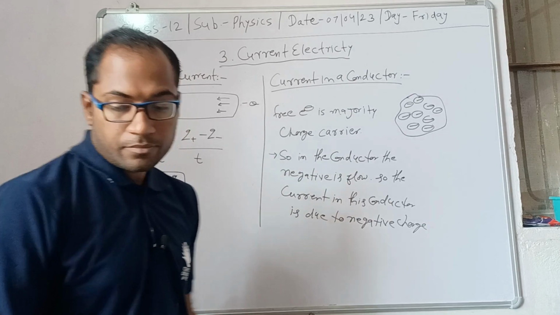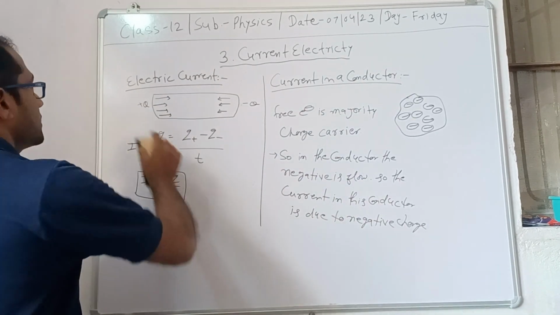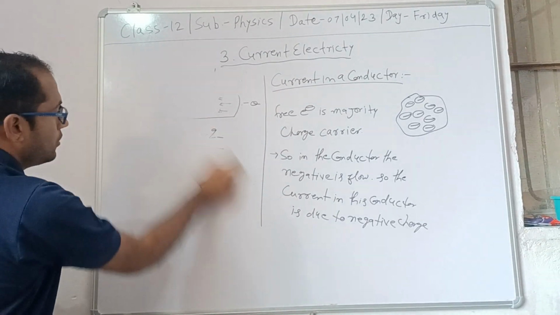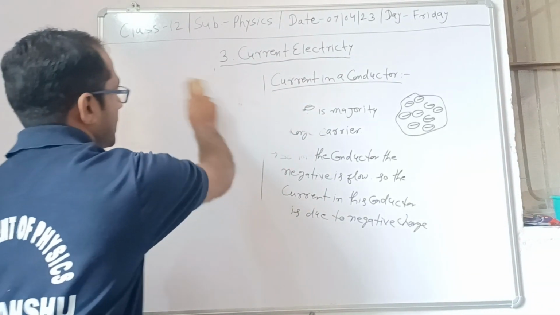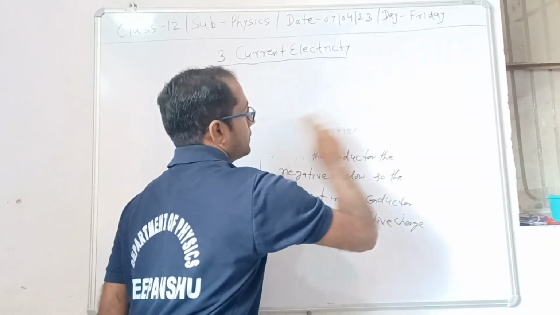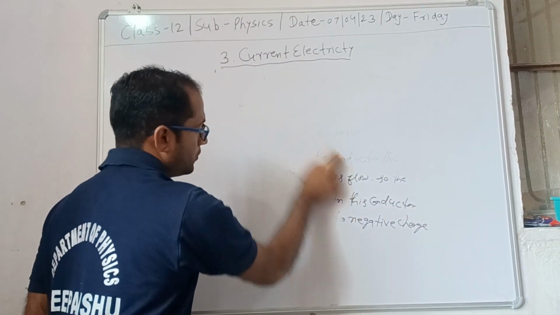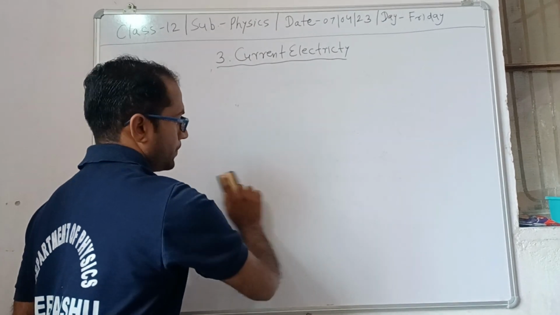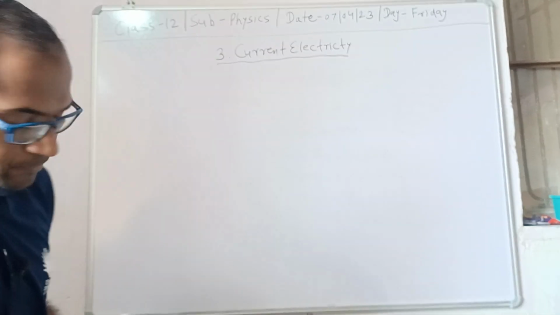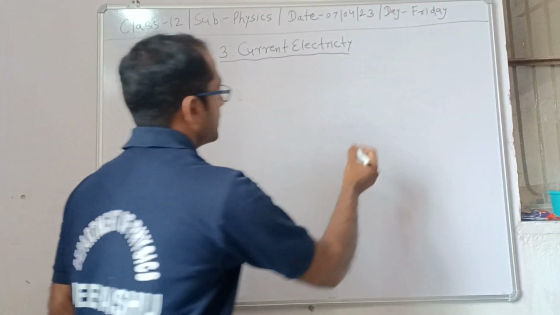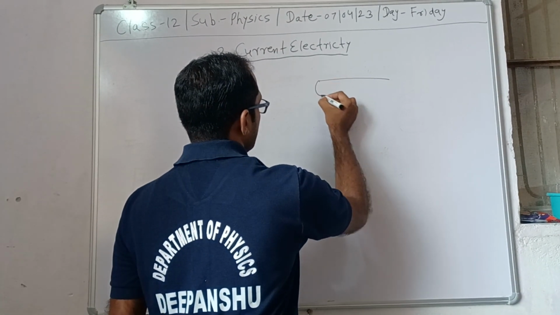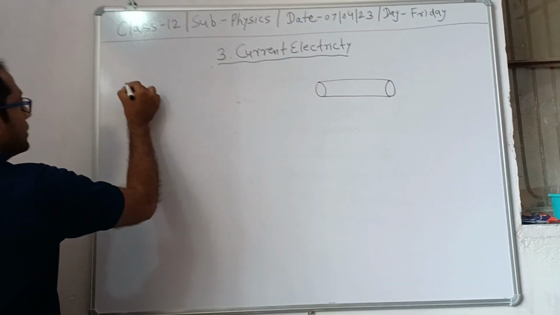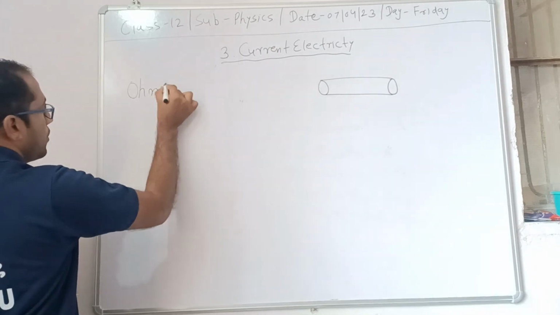Then finally we are discussing Ohm's law. What is Ohm's law? Basically, Ohm's law was given by the famous scientist Ohm, and it describes the dependency of the current in a conductor. Actually, this is a conductor. Our topic is Ohm's law.